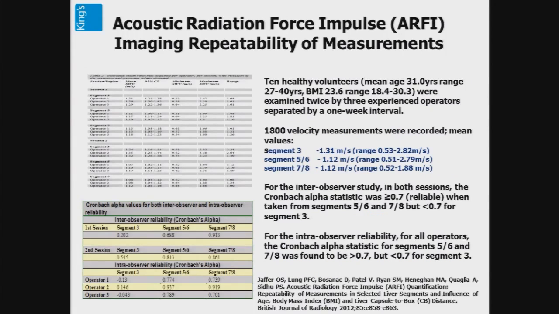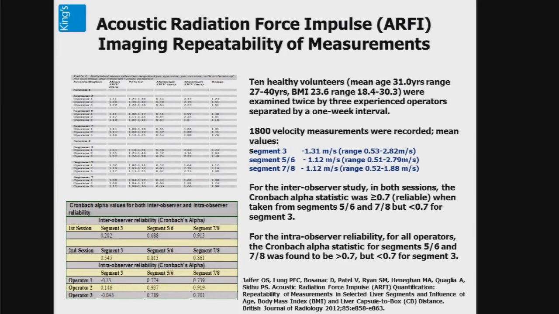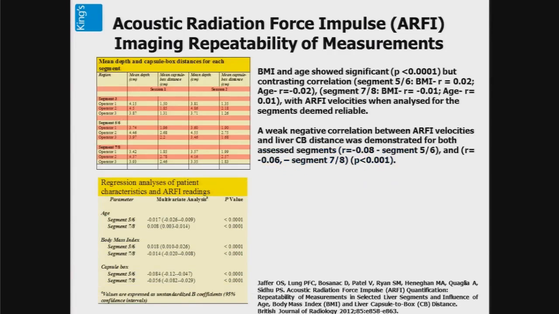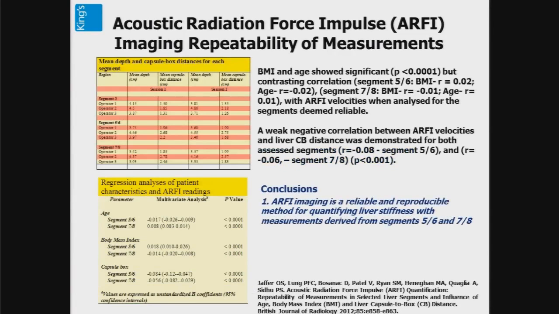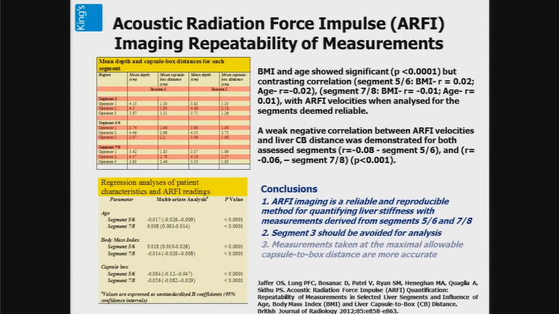Like with any new technique, you have to look at reproducibility, and this is our study. Don't read it all. Just look at this area here, segment 3, what the measurements were, segment 5 and 6. So clearly there you don't want to use segment 3 for your measurements, and the reason being heart movement, pulsation, you don't get an accurate reading. So when you're doing your readings for any shear wave velocity measurements, you should look at segments 5, 6, 7, or 8. Segment 3, avoid, and you should also take the measurements at a maximal allowable capsule to box distance, meaning away from the capsule edge.